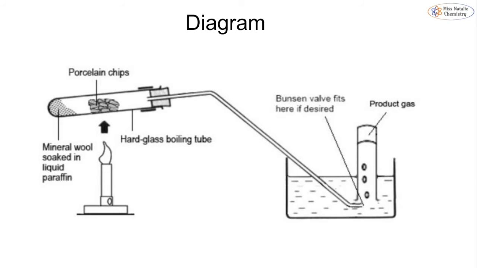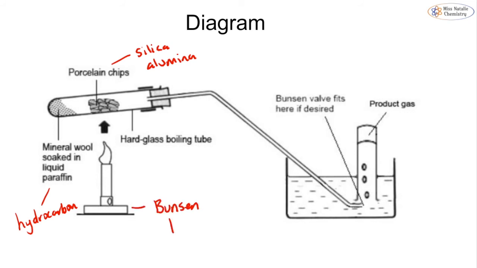And we can carry out cracking in the lab, and this is the setup that we use in order to do it. So we have our mineral wool soaked in liquid paraffin. This is our hydrocarbon that we're going to crack. We soak it in the mineral wool to keep it in place at the end of the test tube. We then have our porcelain chips, which is either the silica or the alumina, and that is underneath a Bunsen burner that we use in order to heat the catalyst.